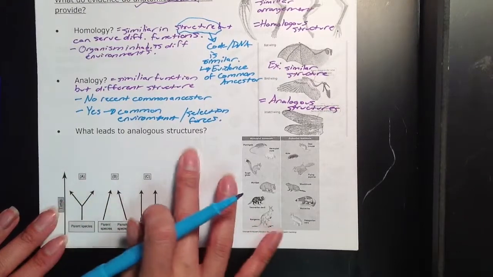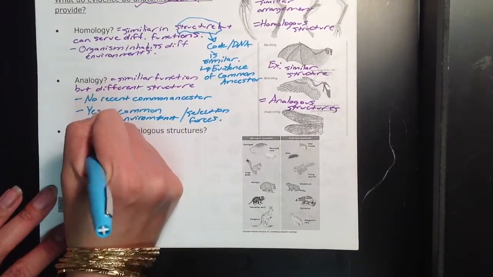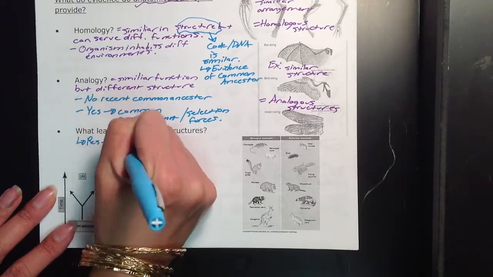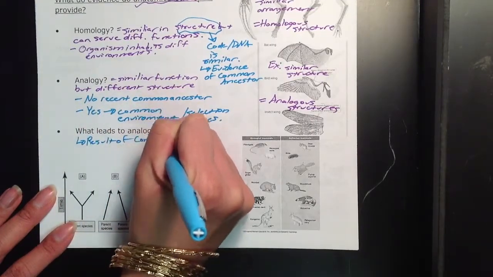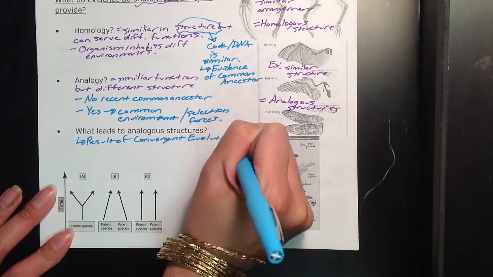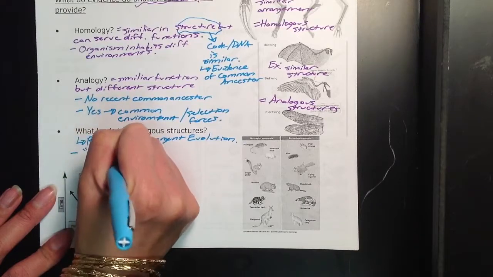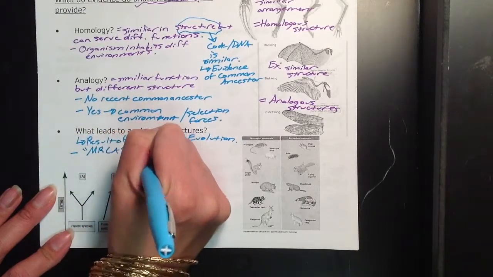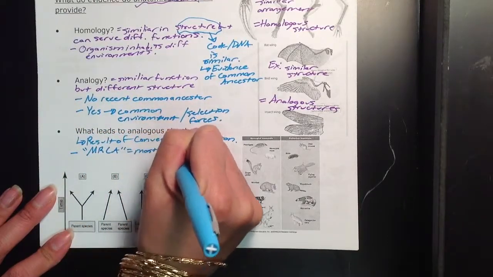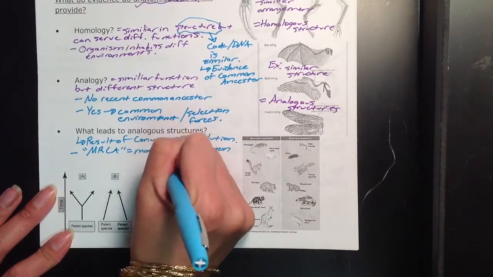So what leads to an analogous structure? This is going to be the result of convergent evolution. And a lot of times you'll see this MRCA, and this just stands for most recent common ancestor.